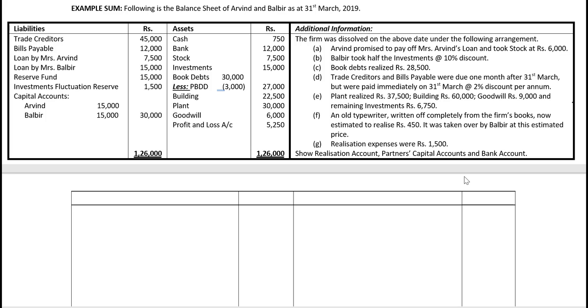Any working note we will do after this sum. Please note, in this example sum there is no partner's loan account, so we don't need to prepare partner's loan account. Loan has been borrowed by the firm from Mrs. Arvind and Mrs. Balveer. So that's an external liability.